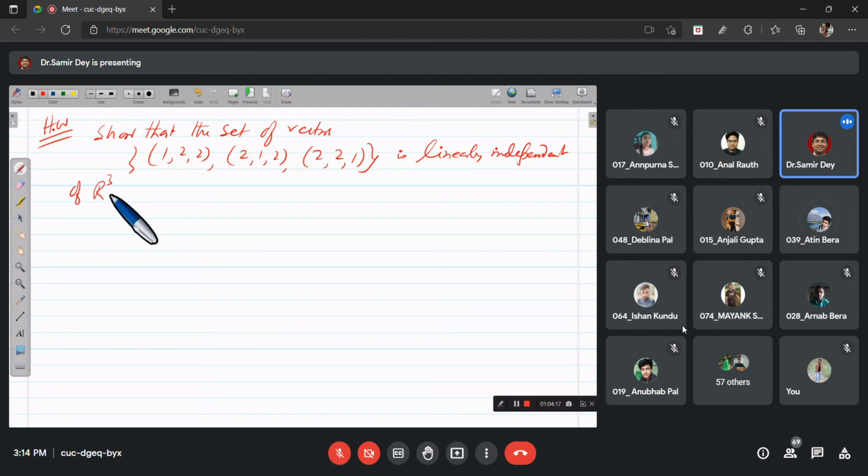Sir, R cube means three. This R stands for real. R cube means three-dimensional space where the set of vectors are all real. Here it is independent. In the last question it was dependent, and now it is independent.